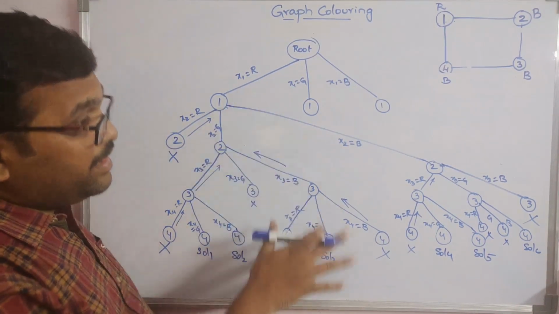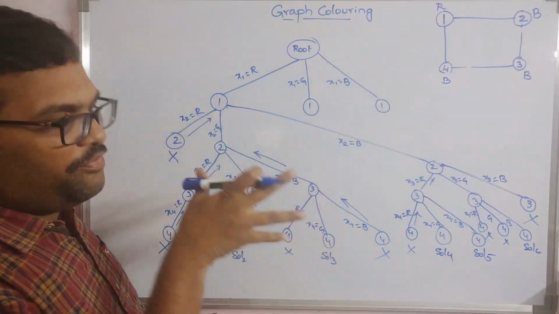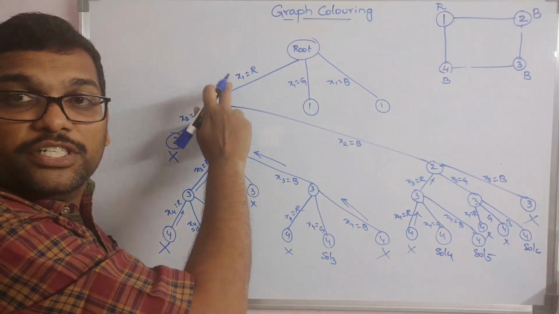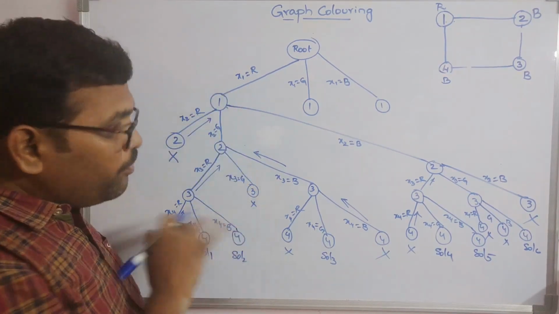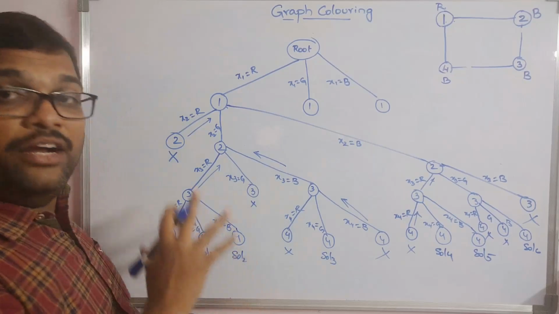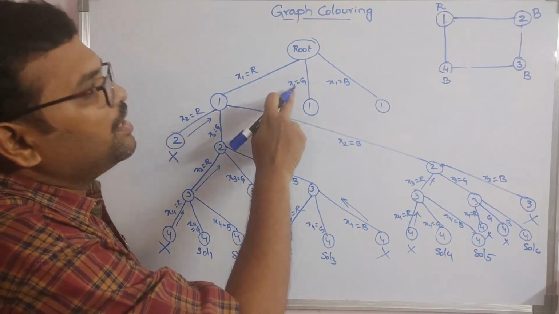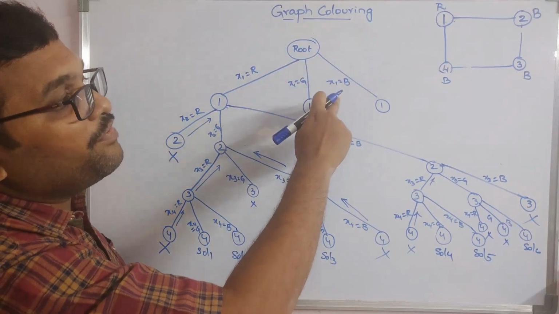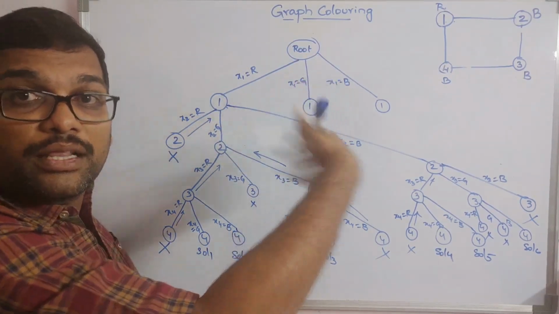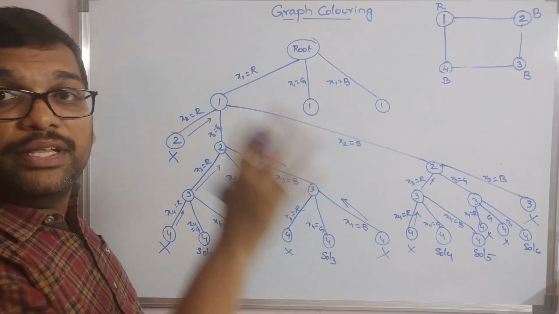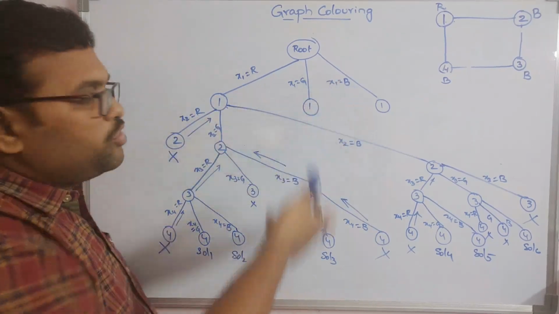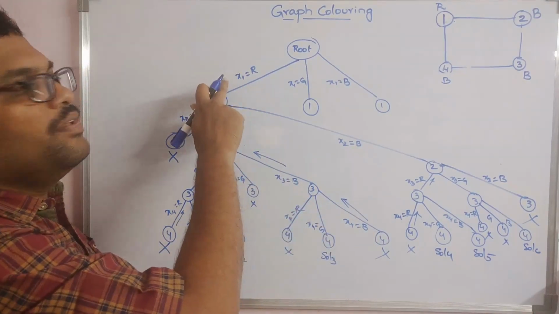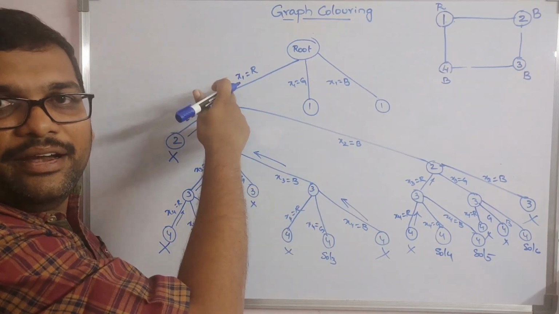Okay, all these possibilities have been fixed when the first node is filled with R. So we have to repeat the same process and find all the solutions if the first node is filled with green, and similarly the next possibility if the first node is filled with blue. So there are three possibilities. The first node can be filled with either red or green or blue. So all these things we have done so far are for when the first node is filled with red.